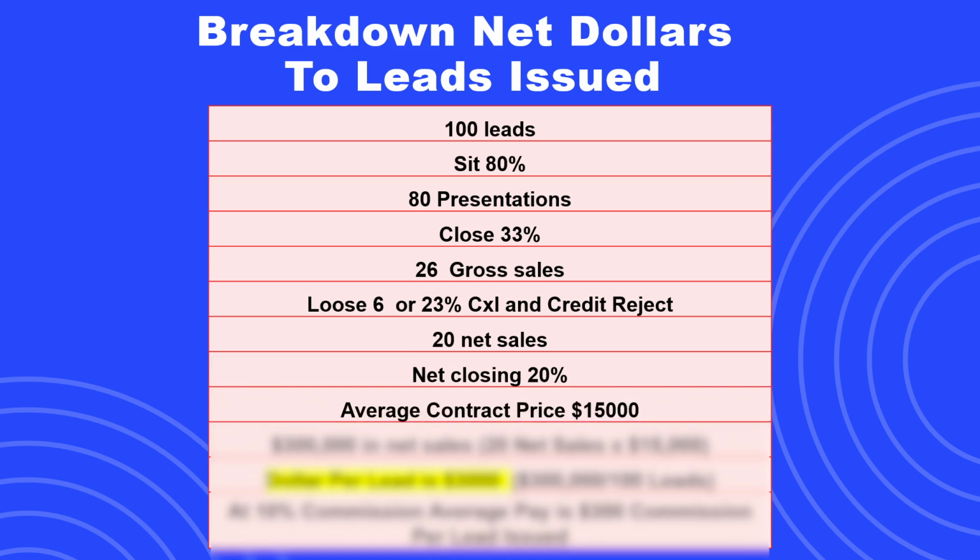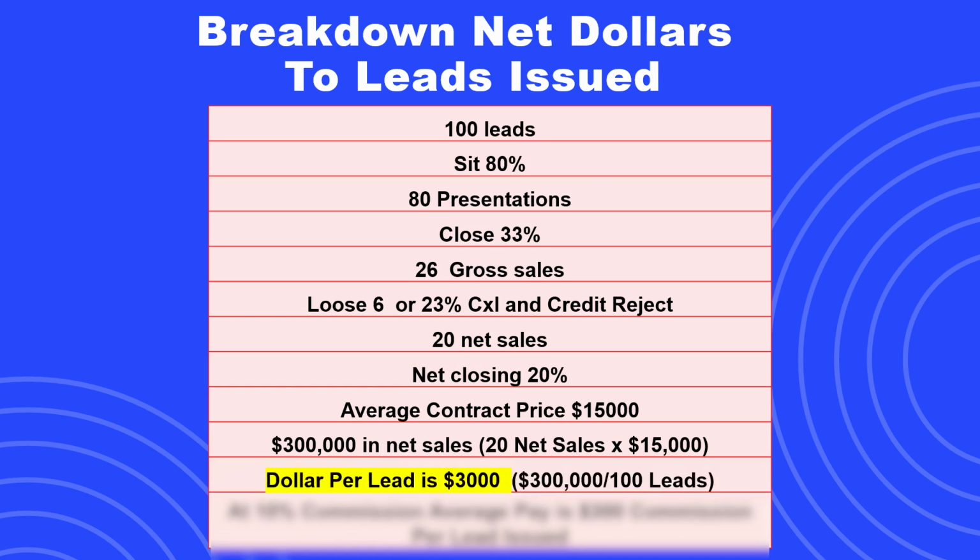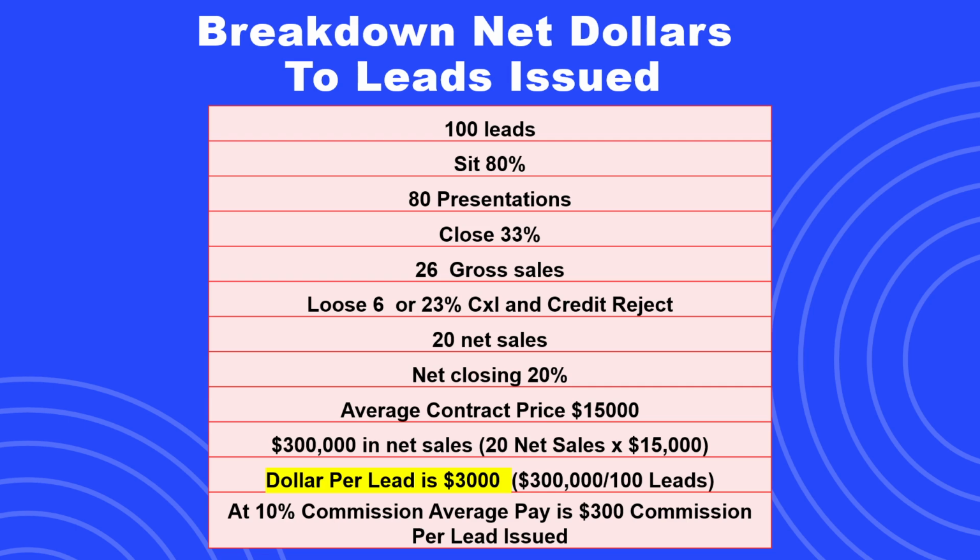Now, if your average contract price is $15,000, 20 net sales times $15,000 equals $300,000 in net sales. $300,000 in net sales divided by the 100 leads issued means your dollar per lead, or DPA, is $3,000. That means you generate $3,000 for every lead you get on average. At 10% commission, that means you average $300 commission for every lead issued to you.